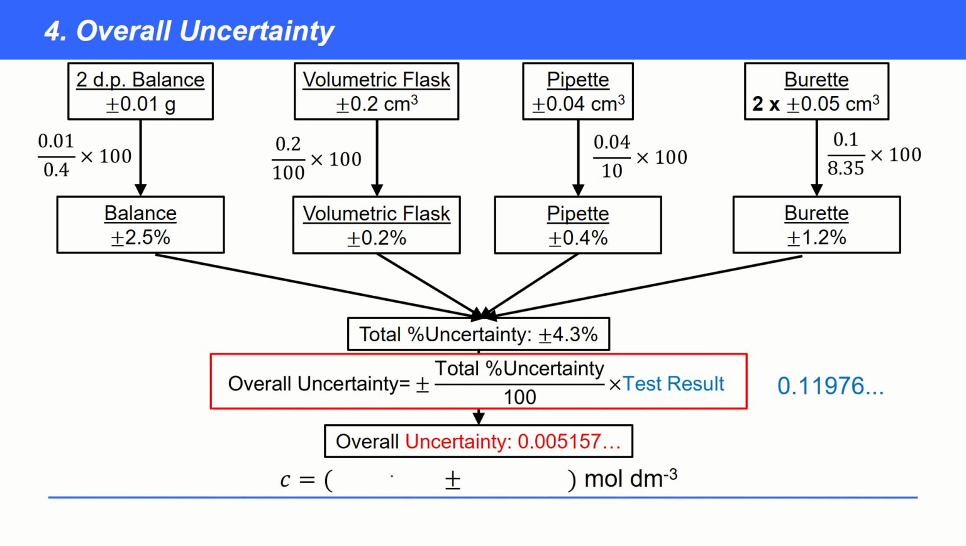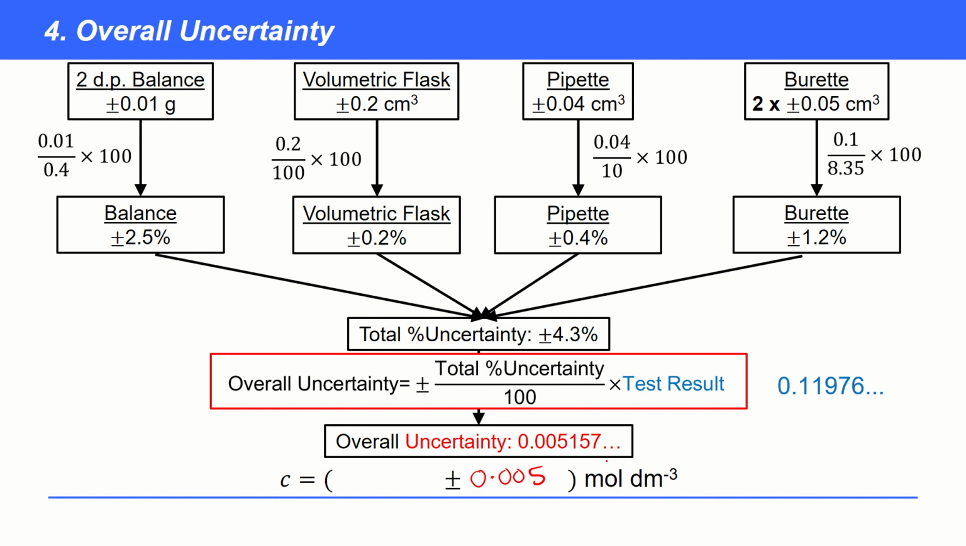So what are you going to quote your concentration to be? Well, first you deal with the uncertainty. The uncertainty I'm going to quote to 1 SF, and unless this figure is a 1, that's always what you do. If you happen to get 1 as your first figure, then you would quote it to 2 sig figs. So plus or minus 0.005 moles per decimeter cubed is my uncertainty.